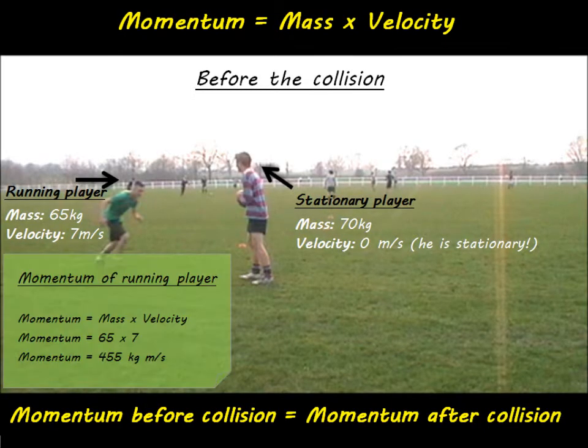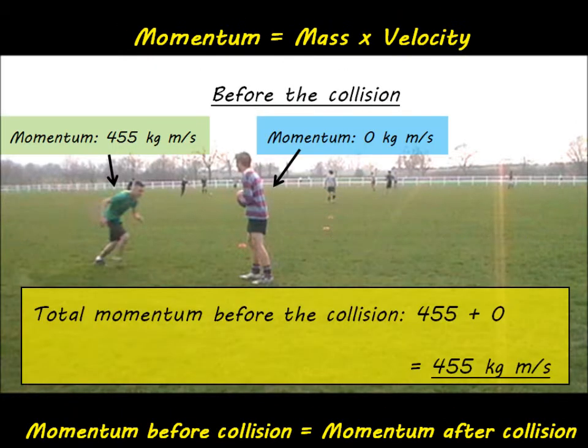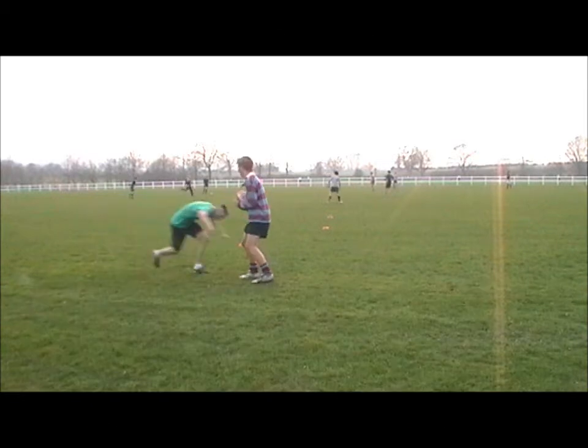Now if we calculate the momentum of our player on the left, he's got a mass of 65 kilograms, a velocity of 7 meters per second, so he has a momentum of 455 kilogram meters per second. Our player on the right has a mass of 70 kilograms but no velocity and therefore no momentum. And if we add these two together, we end up with a momentum of 455 kilogram meters per second.